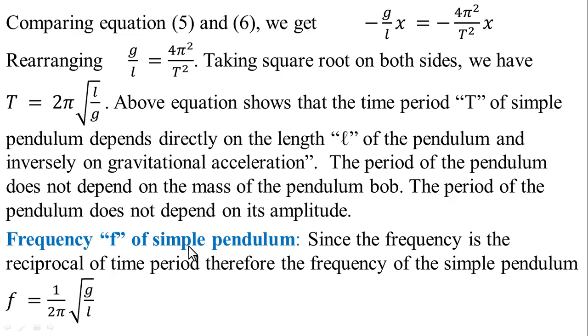So we can find the frequency f of a simple pendulum, since the frequency is the reciprocal of the time period. Therefore, the frequency of a simple pendulum f is equal to 1 upon 2 pi times the square root of g over L.